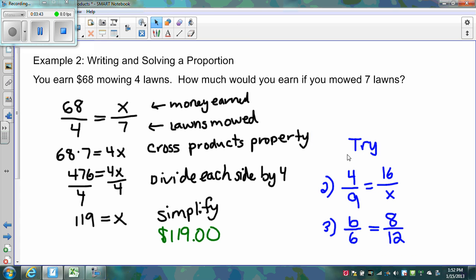So go ahead and try the following two problems to see what you'd get for X. So in the first, solve for X. In the second, this is actually a B. I'm going to fix it so it's a little more clear. It's kind of looking like a 6. So solve for B. Press pause now and give it a try.